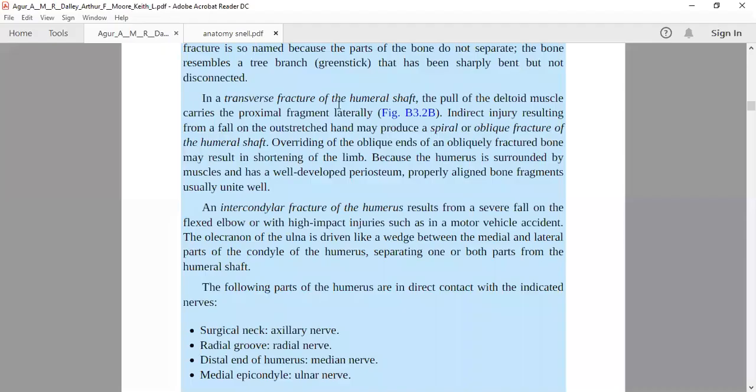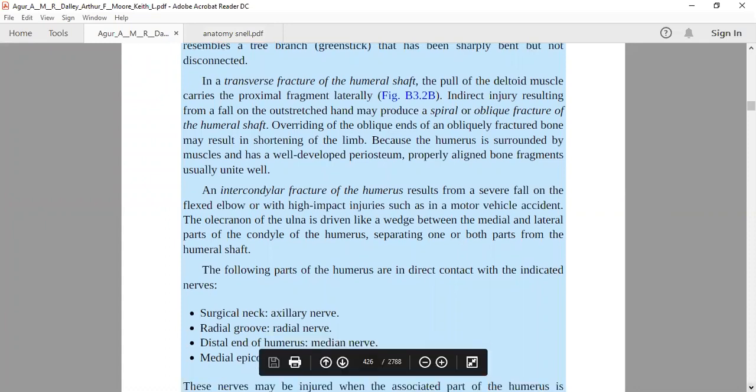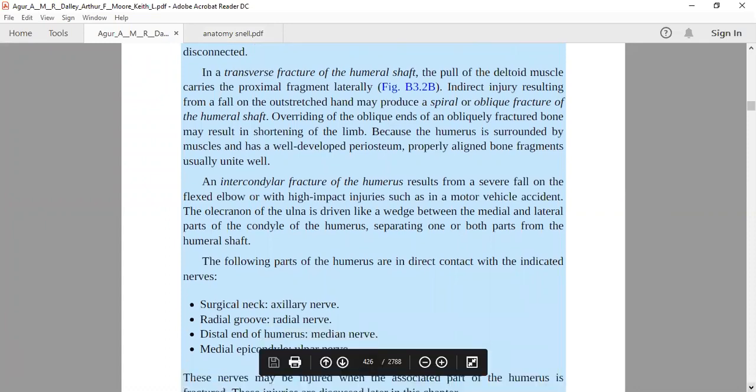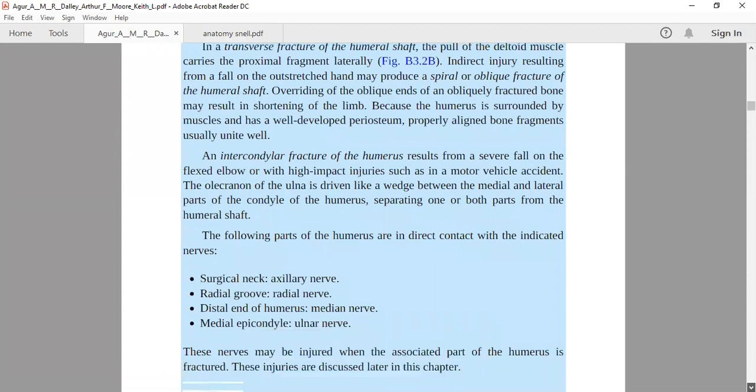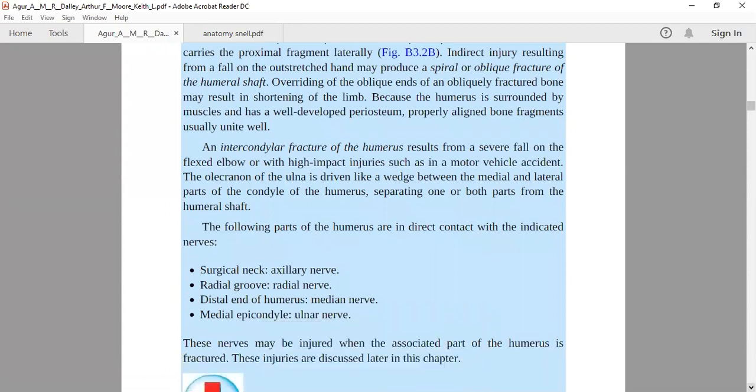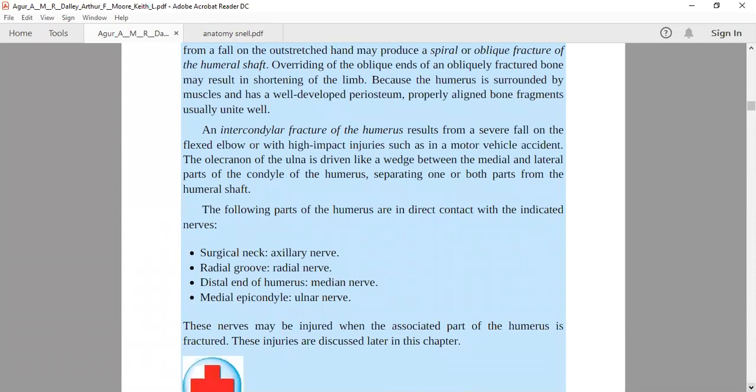Indirect injury resulting from a fall on an outstretched hand may produce a spiral or oblique fracture of the humeral shaft. Overriding of the oblique end of an obliquely fractured bone may result in shortening of the limb. Because the humerus is surrounded by muscle and has well-developed periosteum, properly aligned bone fragments usually unite well.